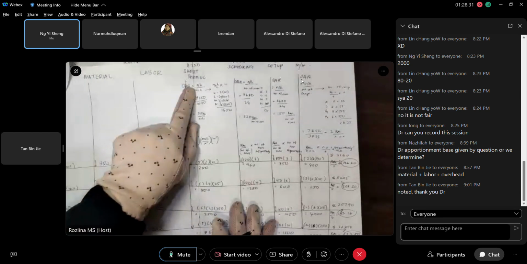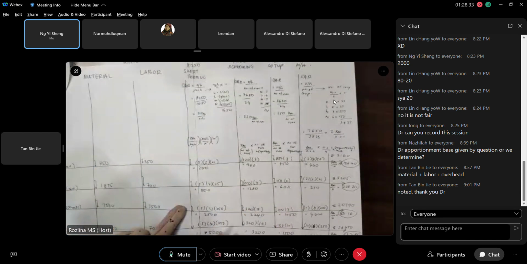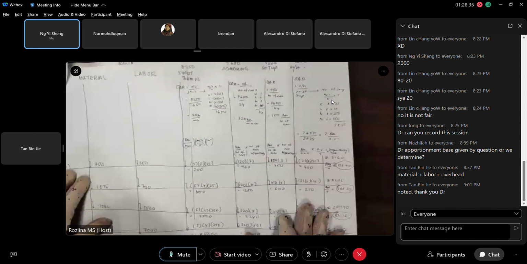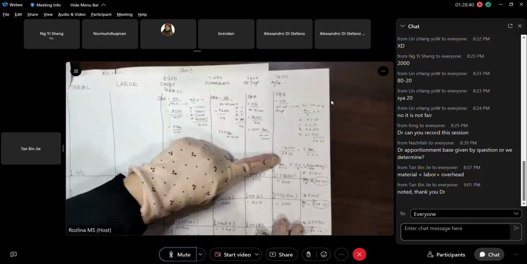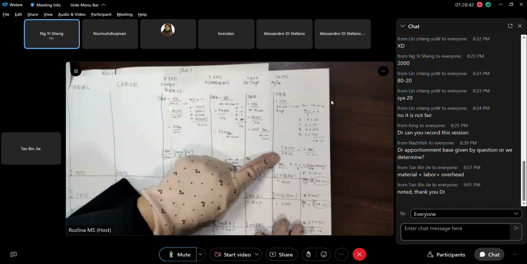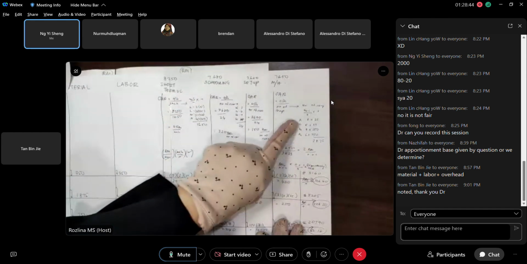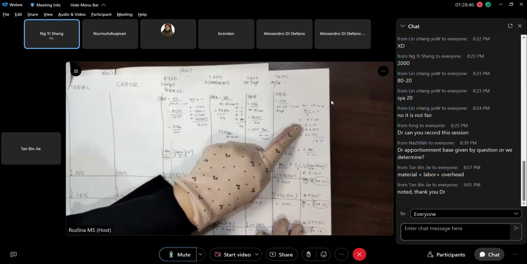2825. Ni mana? Short term scheduling? Oh, material handling. Material handling. Okay, 2825, 3825. 38 ni, number of components ni kena kira.